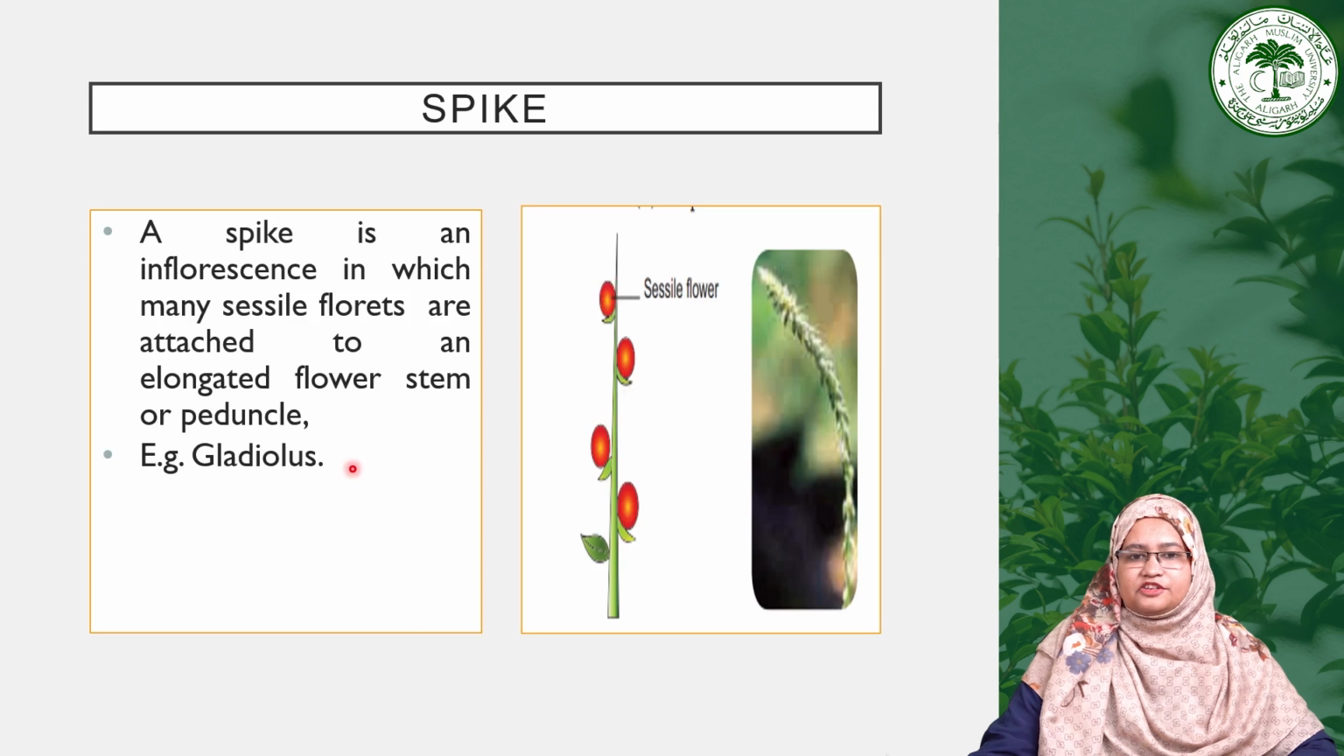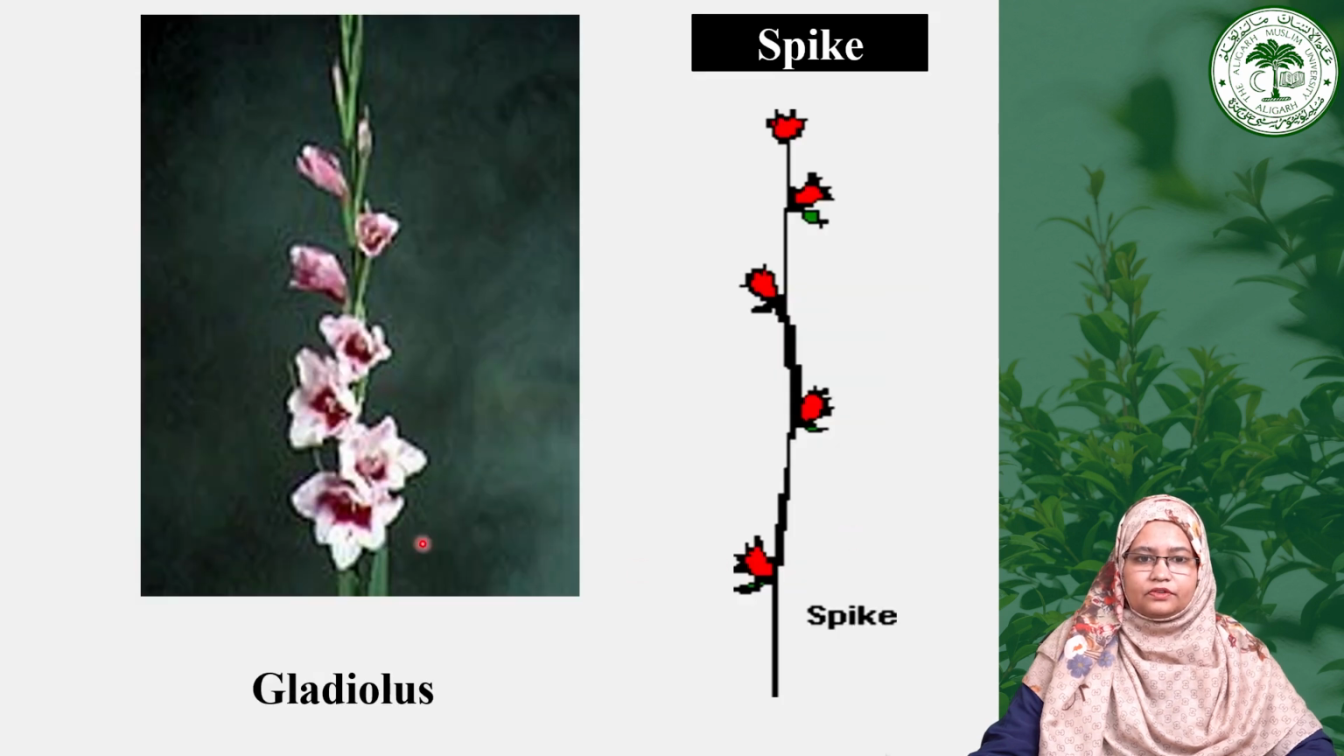An example of this type of inflorescence is gladiolus, or, as you can see, Achyranthes aspera. So here you can see this is the gladiolus, in which the sessile flowers present at the base are the older ones, and the younger sessile flowers are positioned at the apex. So this one is the spike type of inflorescence which is present in gladiolus.